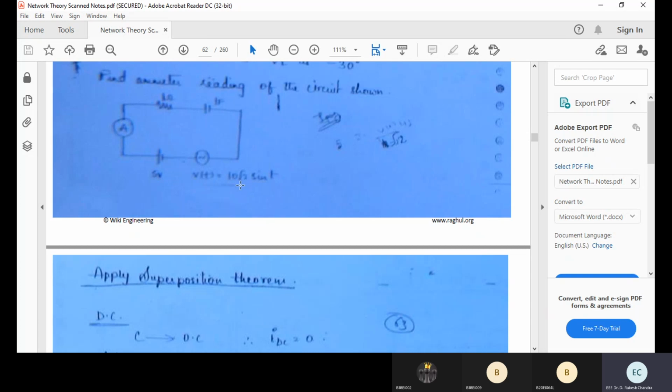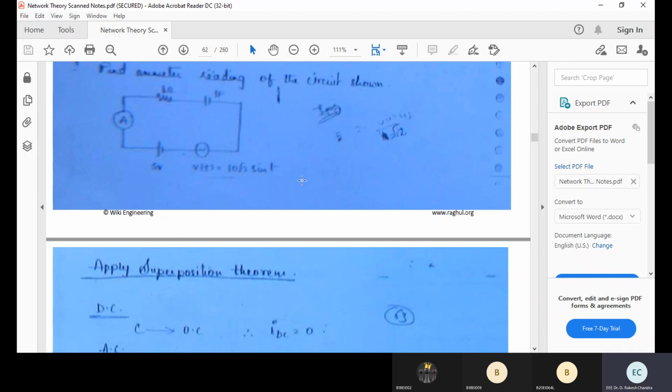If your Vm is equal to 10 root 2, what is the RMS voltage? 10 volts, isn't it? Vm by root 2, 10 root 2 by root 2. So your RMS voltage is 10 volts for the AC supply and 5 volts for the DC supply. And your resistance is 1 ohm and your capacitance is 1 farad.